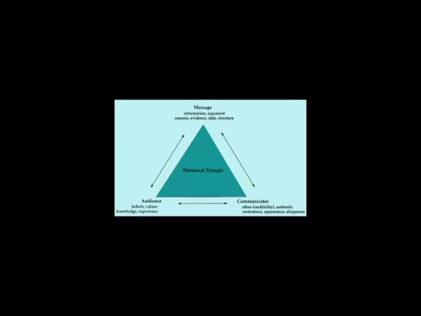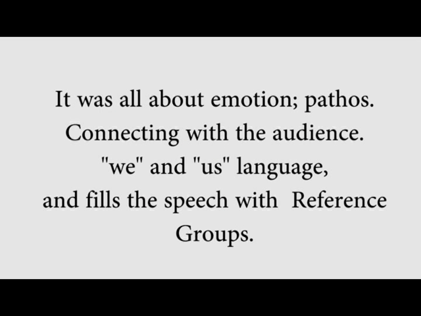We are now going to talk about Obama's and Martin Luther King's speech to point out the rhetorical similarities. In Obama's 2012 victory speech, he did not need to worry about policies. It was all about emotion, pathos, connecting with the audience. He uses a lot of we and us language and fills the speech with examples of people he met, the so-called reference groups.